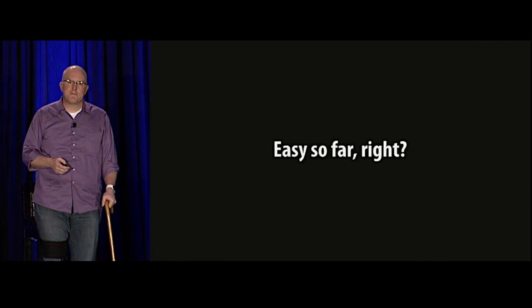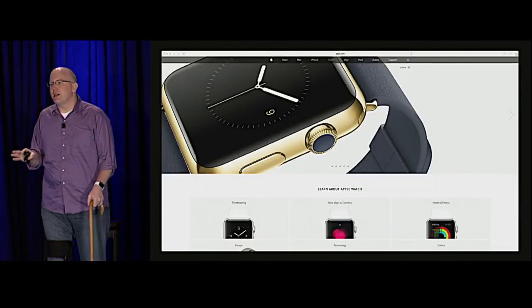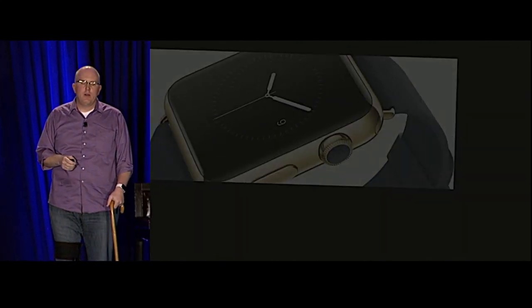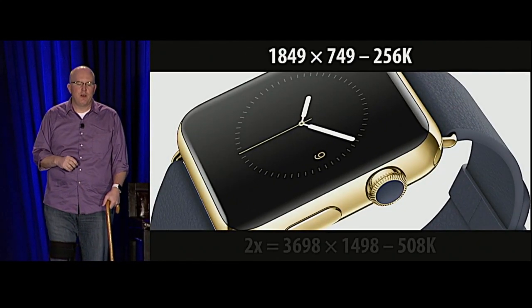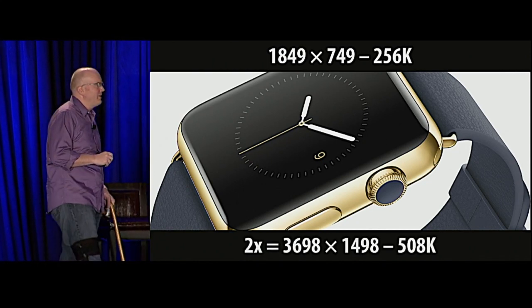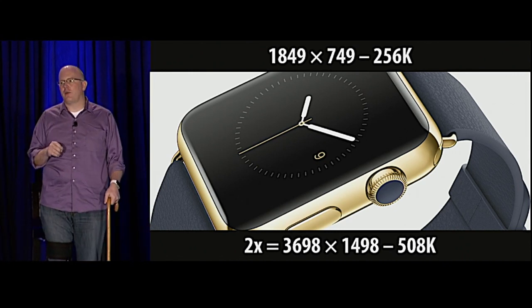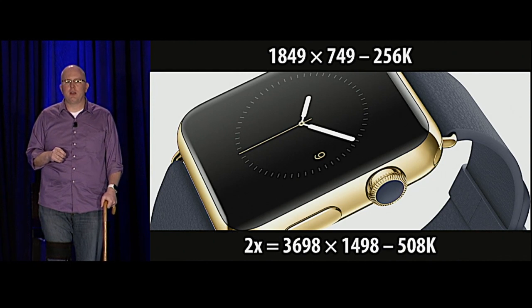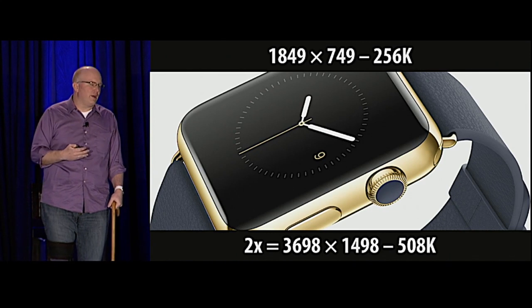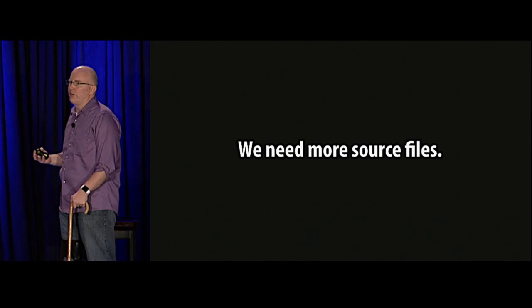Easy, right? I was setting you up a little bit, because now it gets more complicated. Say we had an image like this image from Apple's Watch page, and we only had the 1x and 2x images. Well, the 1x image is 256K at its largest size, and the 2x image is 508K. This is far, far too large to be used on a mobile device. And if we're doing a responsive design, just defining things as 1x and 2x isn't going to cut it. We need to have more sources.